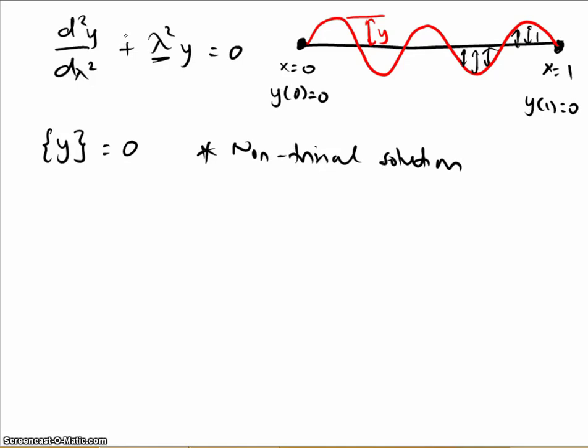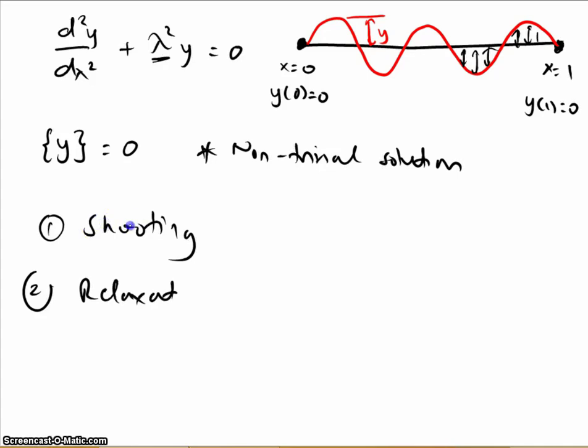We'll be considering two methods to solve this type of eigenvalue problem. The first one is the shooting method, and the second one is the relaxation method. You may recall that these two methods have been gone through in detail in the previous lecture, which is on the solutions of boundary value problems. So let's start off with the shooting method. We're going to try and solve this with the shooting method first.